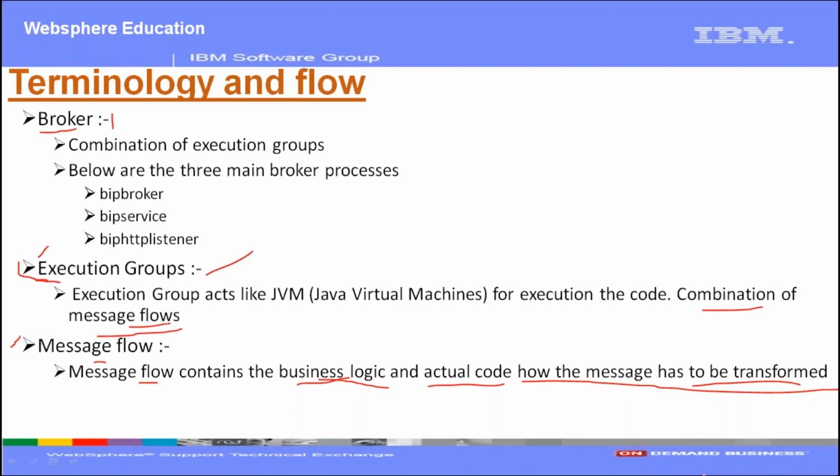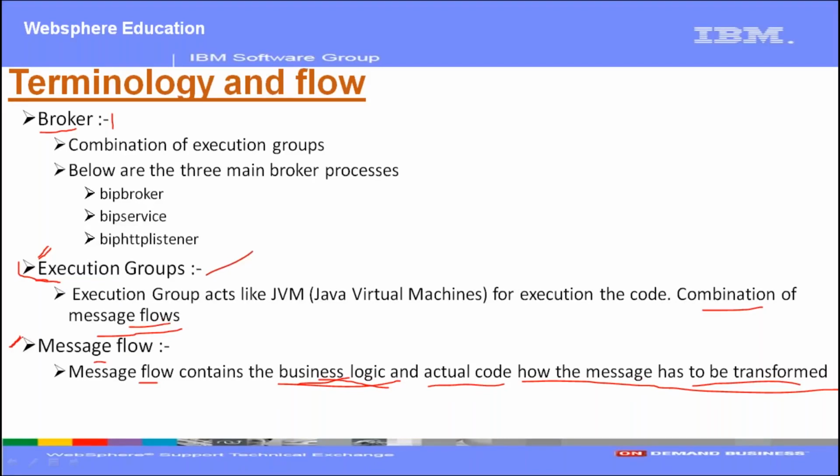So the IIB developer develops the message flow by writing the business logic and gives that message flow to the IIB admin. Now the IIB admin will deploy that message flow in the execution group. That is what the message flow is. Clear? Any questions?